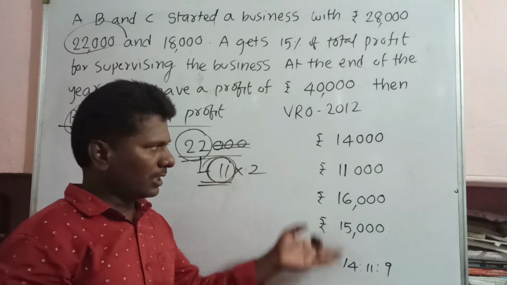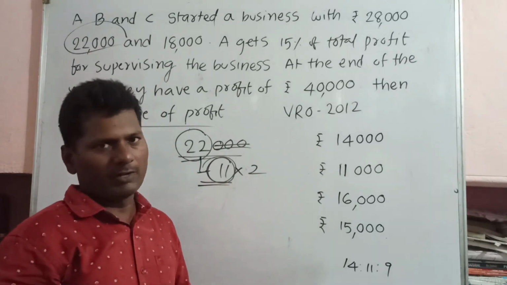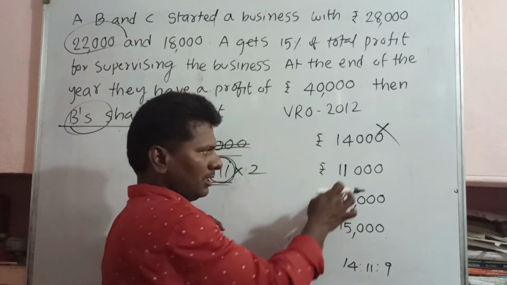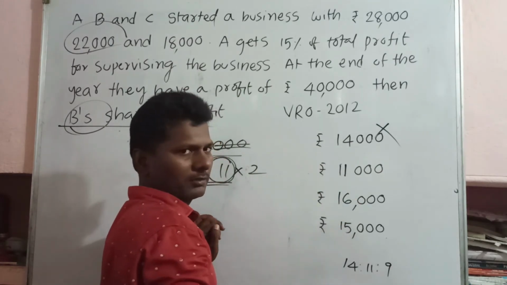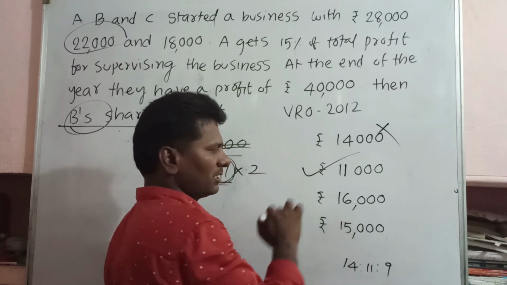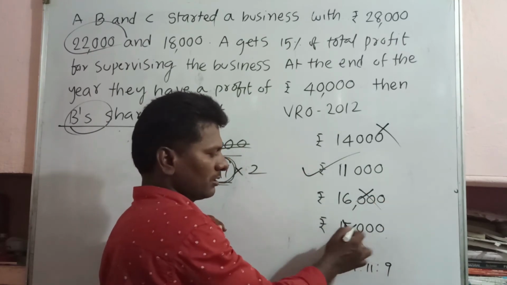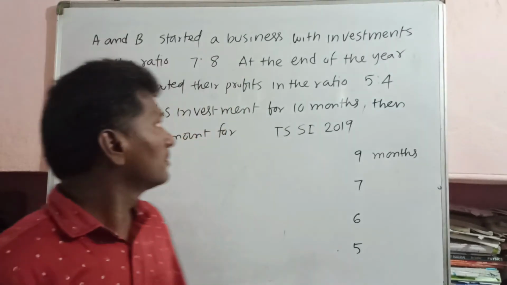That means the right option must be divisible by 11. This is not divisible by 11, so wrong answer. This one is divisible by 11, so right answer. This is not divisible by 11, wrong answer. This is not divisible by 11, wrong answer.